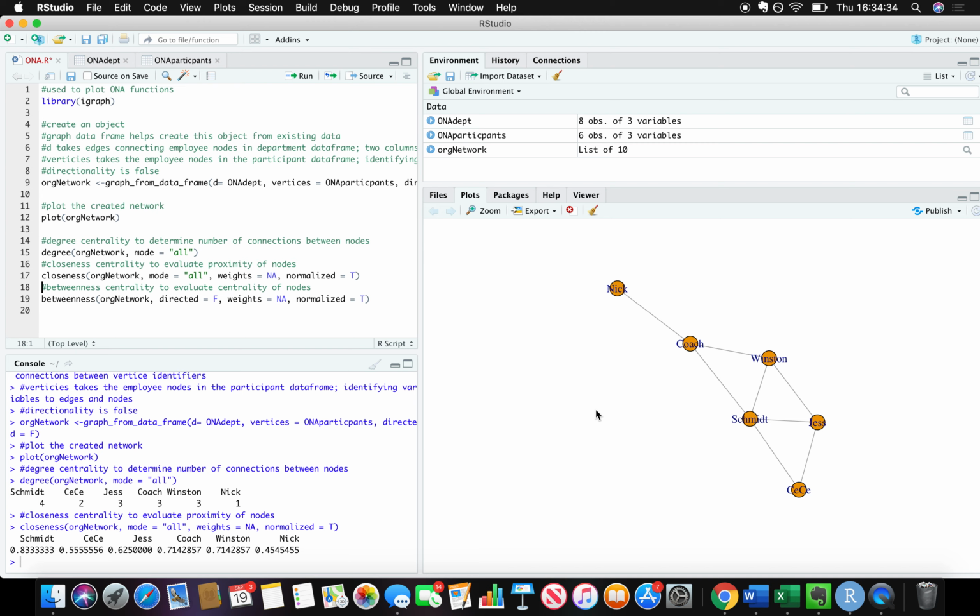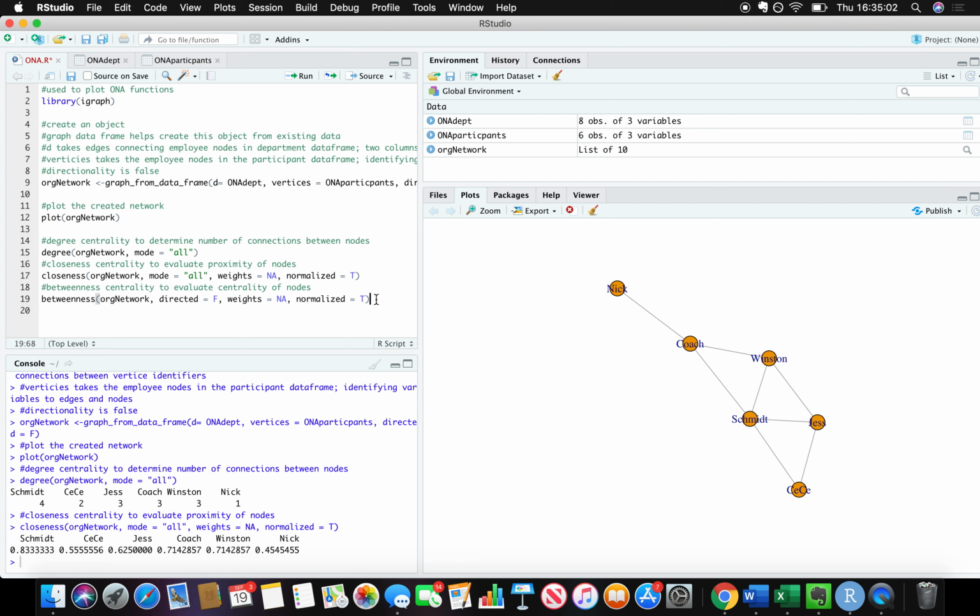So from here you can see the values below. Who has the lowest? We still see that Nick has the lowest. So these show the proximity of the nodes. Schmidt's the closest to everyone. And then you can see it gives you a little bit more information than just the number of nodes you're connected to. And this would be more important if there were more connections and obviously more nodes. It could offer more information.